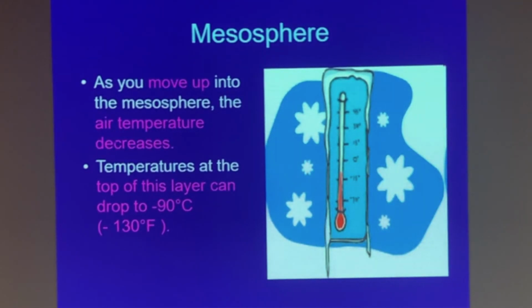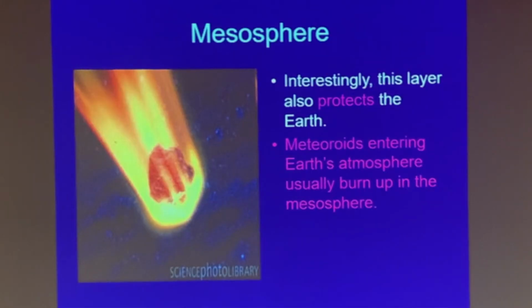Again, you start seeing here, as it goes up, it gets colder, colder, colder. I'm going to show you a graph on this, which is really cool. Now, the mesosphere is special because it burns up meteors. Think about it. Those shooting stars are nothing but burning meteors. Wish upon a star is not a star.